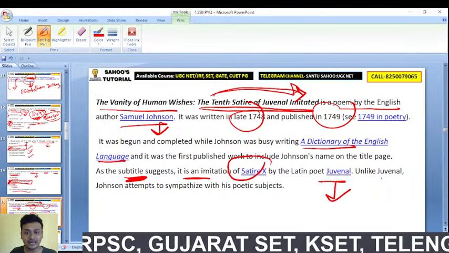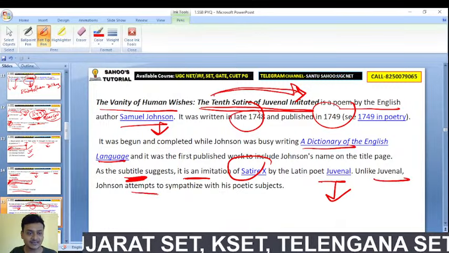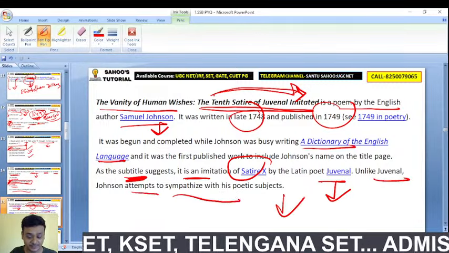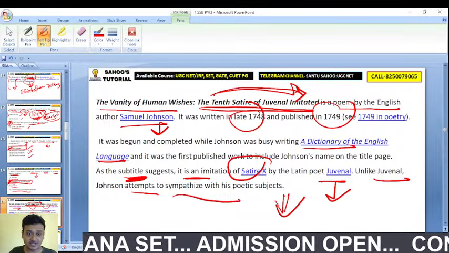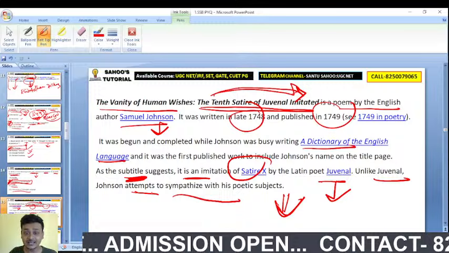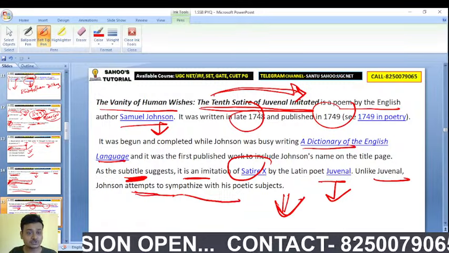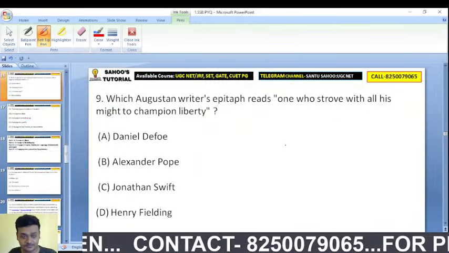Juvenal. Okay, but unlike Juvenal, Johnson attempts to sympathize with his poetic subjects. Juvenal was an attacker actually. Unlike Juvenal, Johnson attempts to sympathize with his poetic subjects.